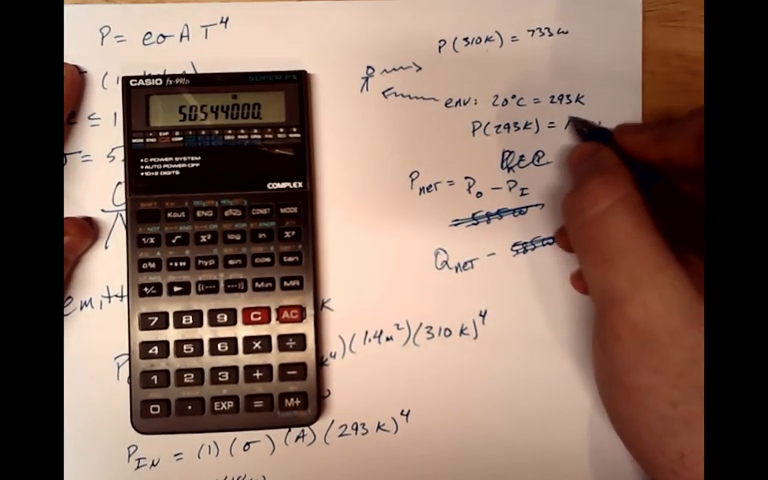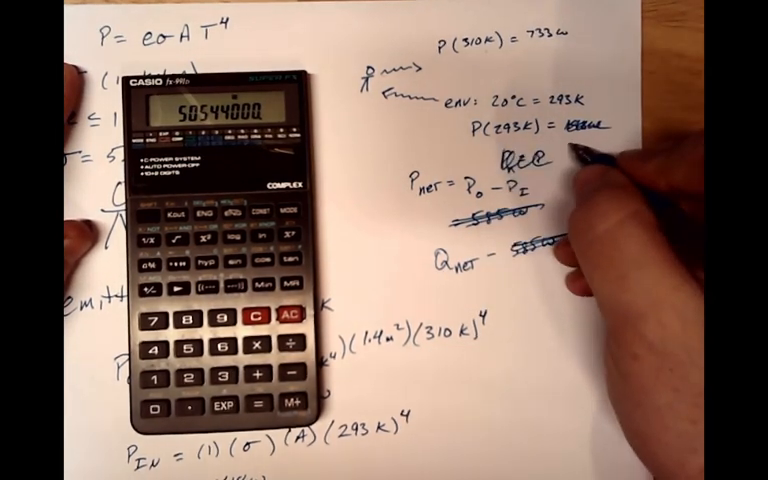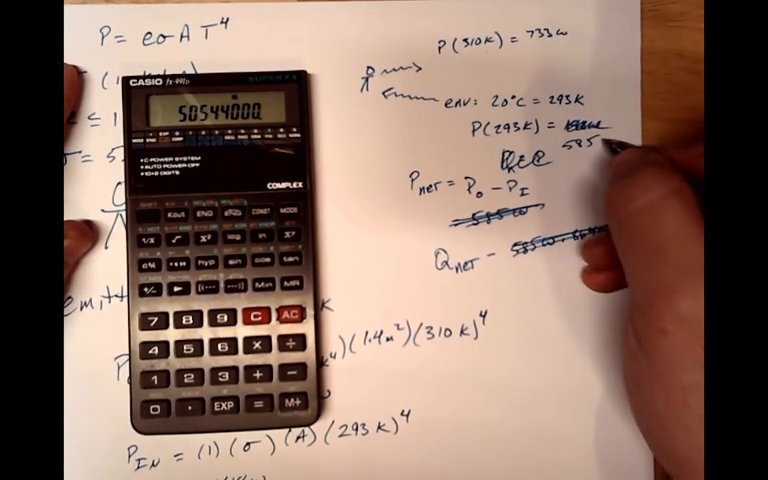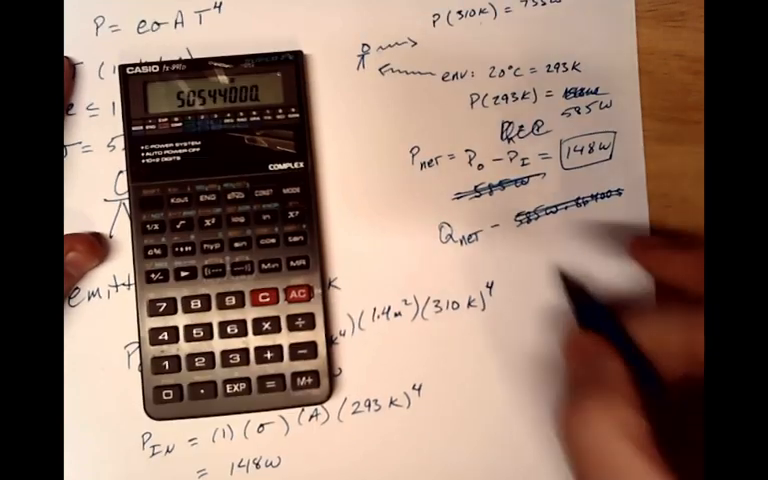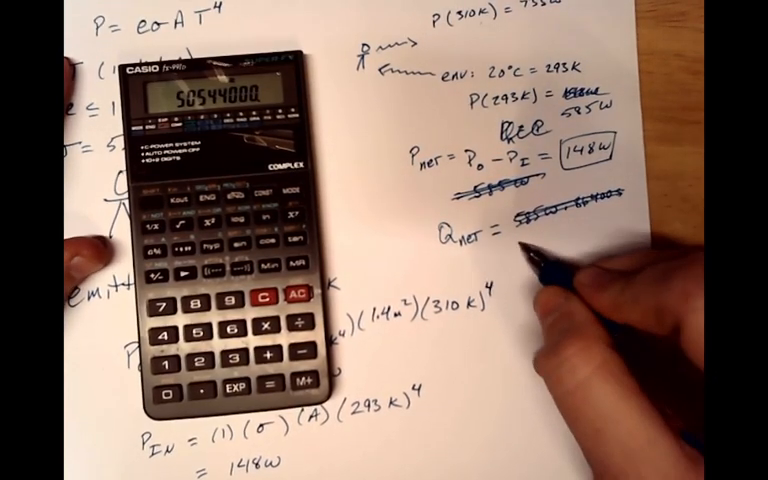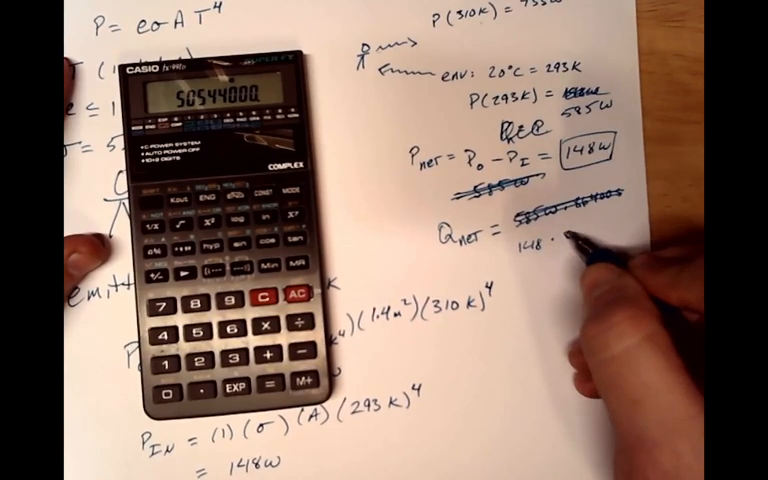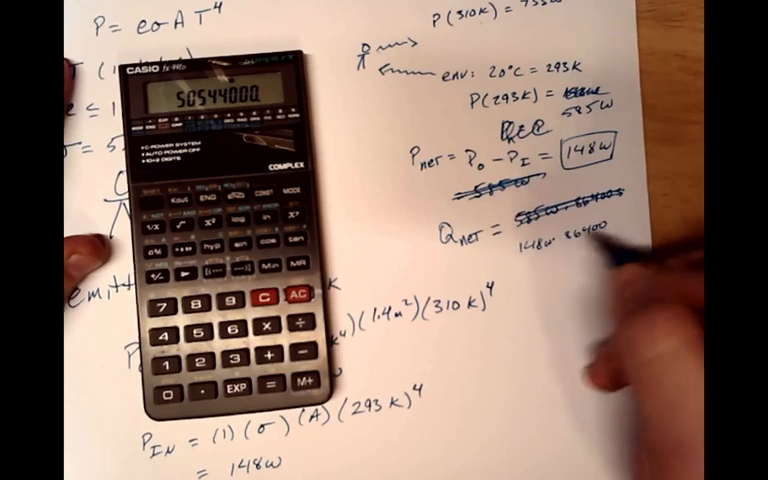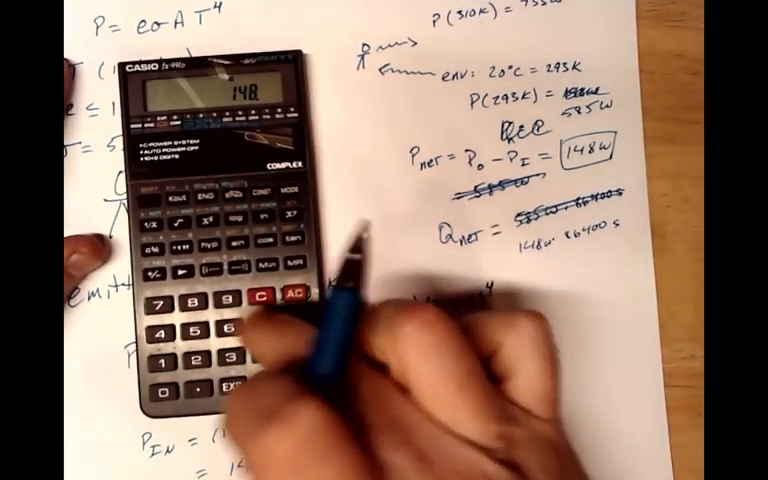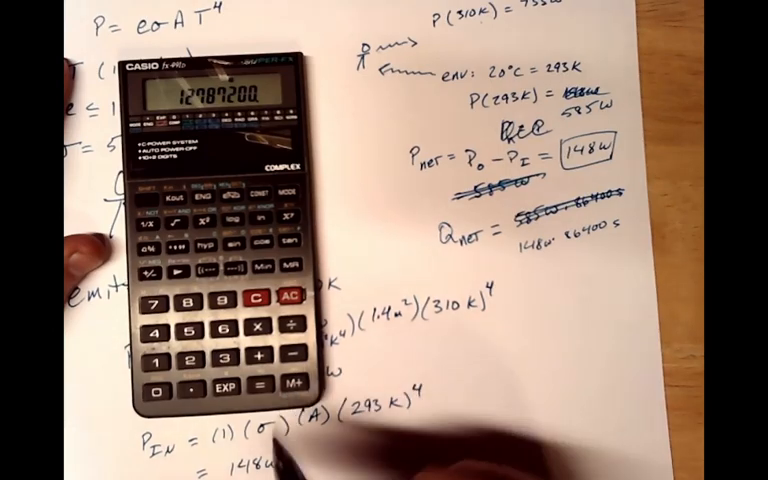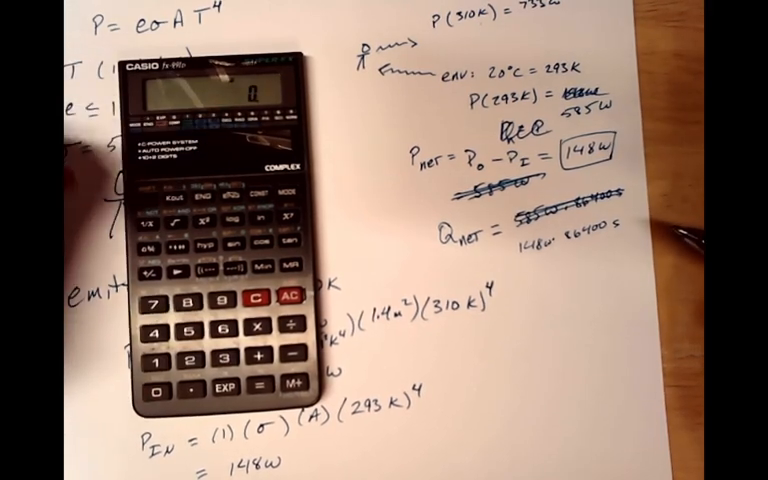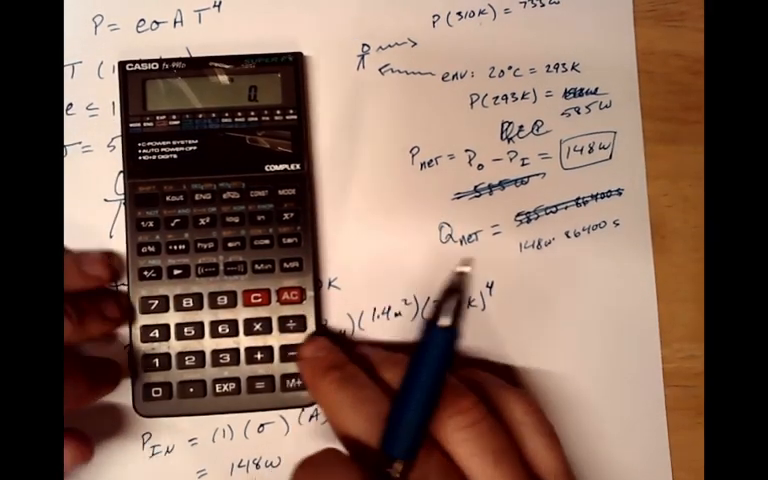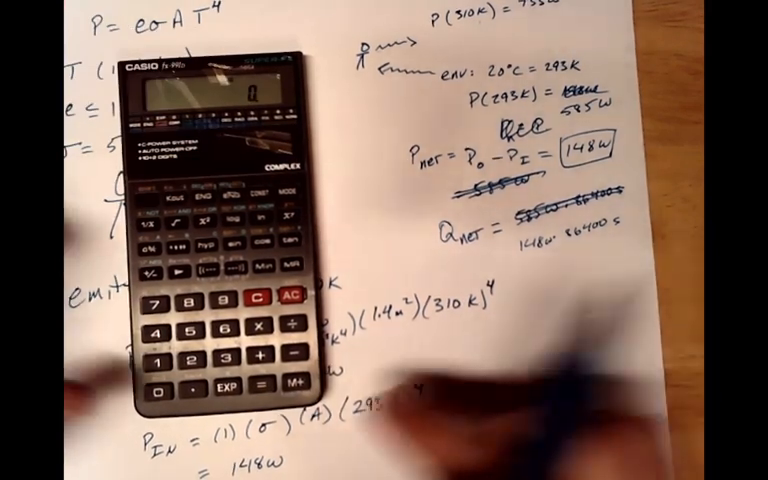All right. So the power at 293 is 148 watts, and the net power is 585 watts. So our net heat is 585 times 86,400 watt-seconds. Much more tractable number, right?